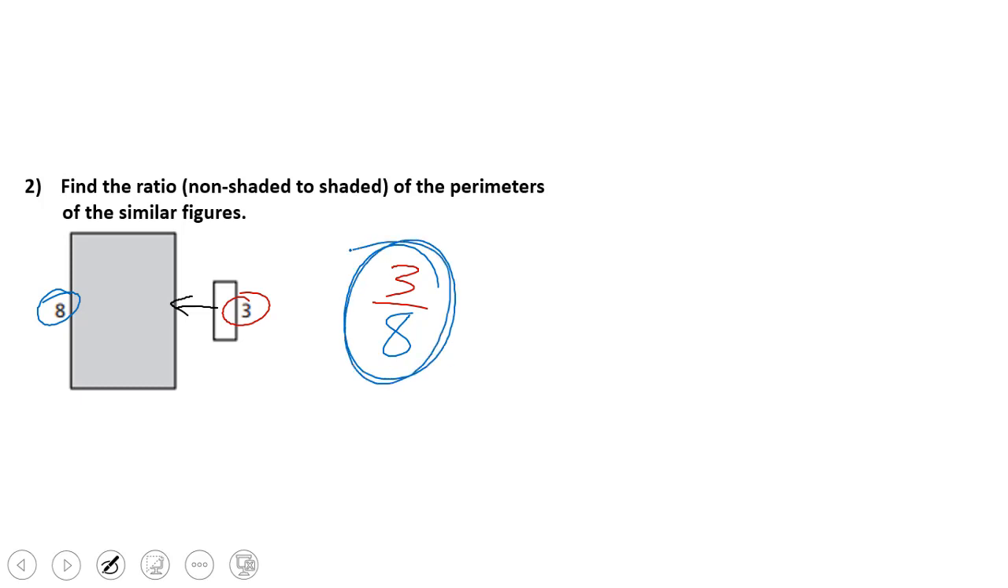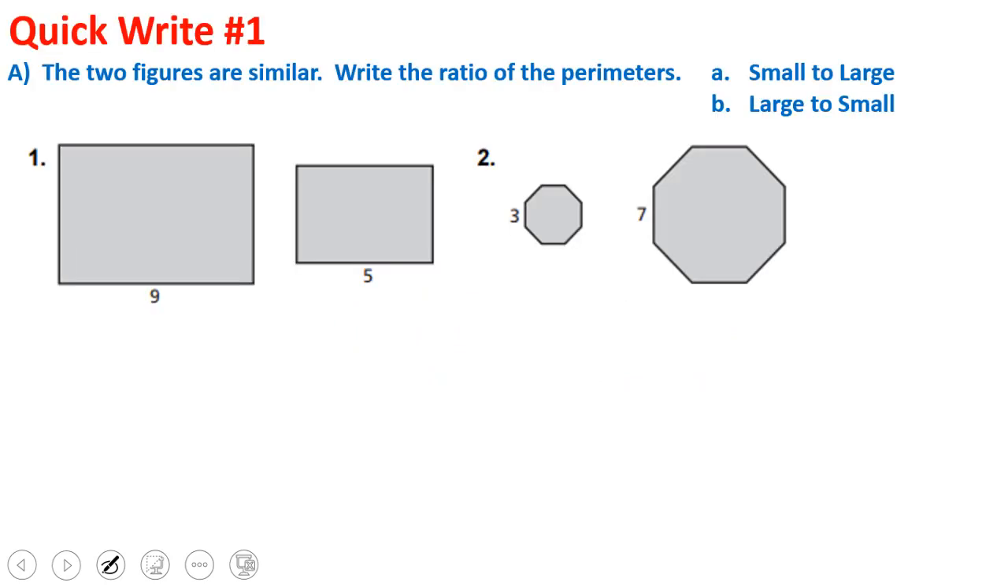So my ratio of the perimeters of these similar figures is 3 to 8 when I take the smaller one, the non-shaded, and go to the larger one that is shaded. Could I reverse it? I could reverse it, and that means it would just be the other way, 8 over 3 if I went from the larger to the smaller. Okay? Nice. Well, that's it. That's it for this first video.